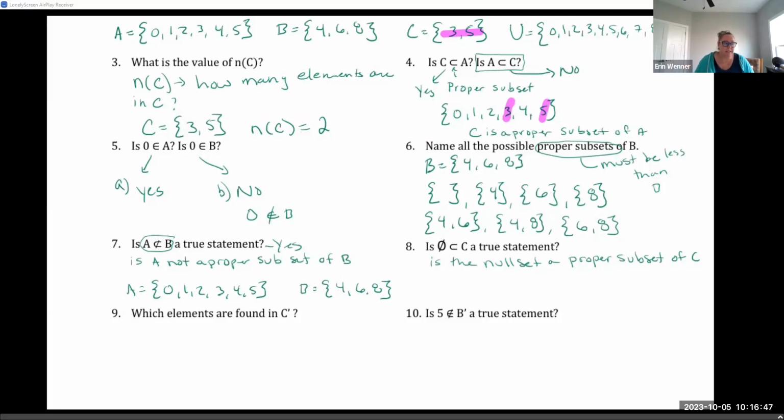As for number 8, is the null set a proper subset of C a true statement? And that is yes, because as I said in number 6, the null set is a subset, and more importantly, a proper subset of every set.